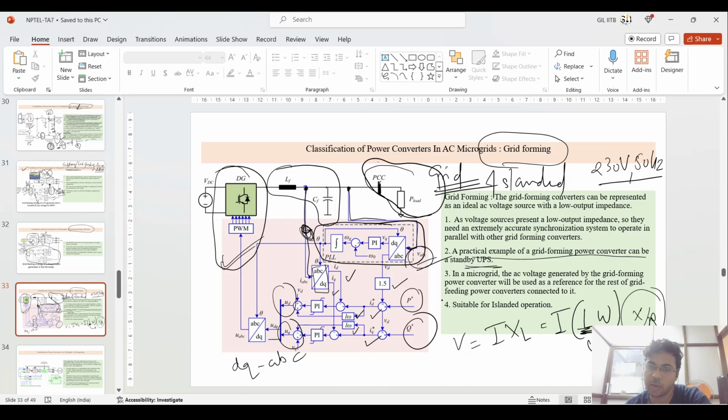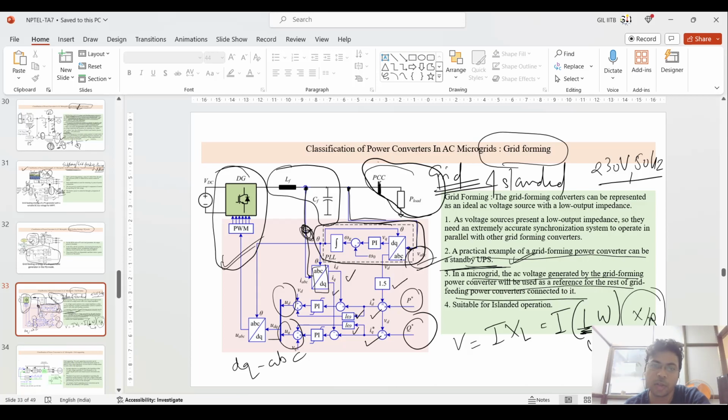At that time, the UPS also generates this 230 volt and 50 hertz for a certain duration. So a standby UPS is a form of grid forming power converter. Okay. In the microgrid, the AC voltage generated by the grid forming power converter will be used as a reference for the rest of the grid feeding power converters.